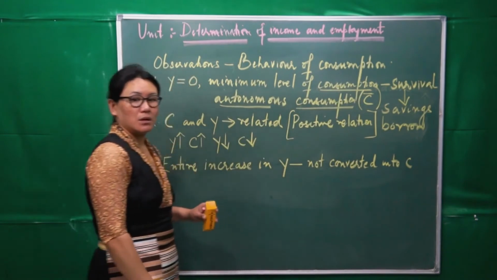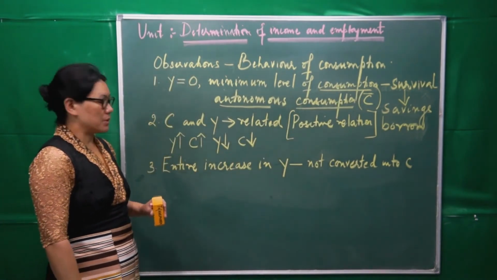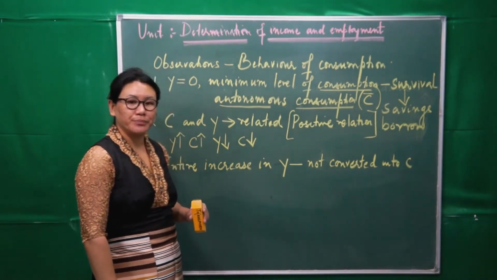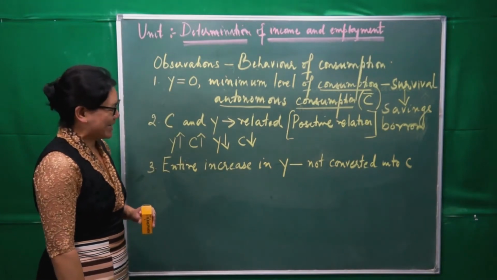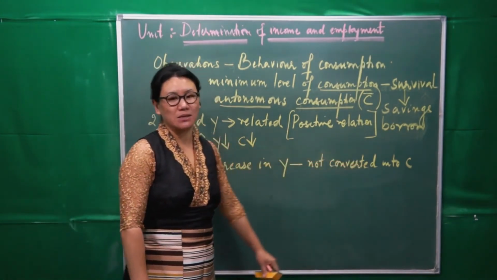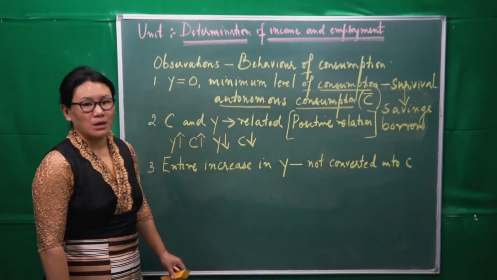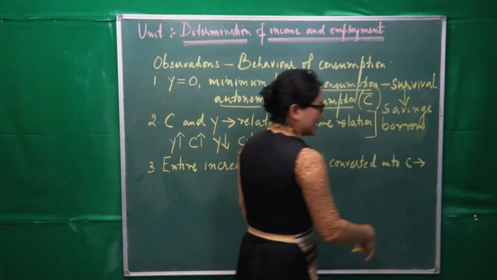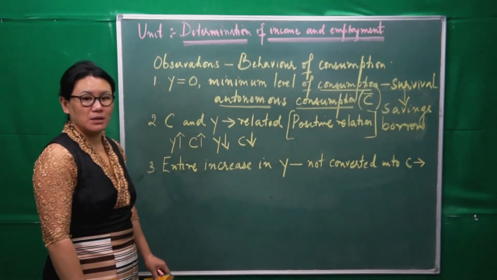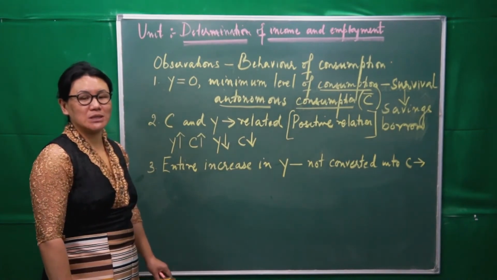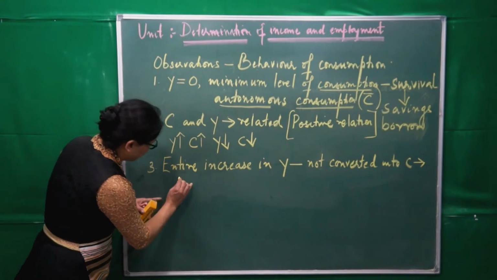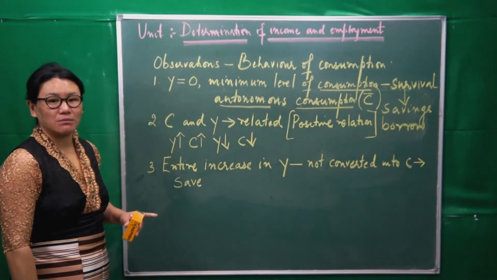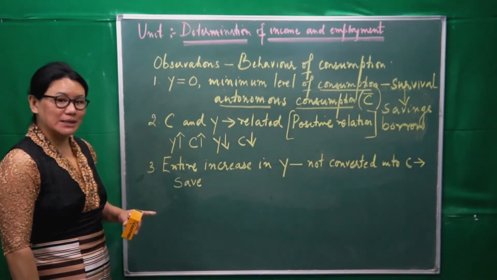What does it mean? When the income of the people increases, people will not convert the increase in income into consumption. If so, then what will they do? Consumption will become less. Instead of consuming more, people will save. Saving. Is that clear? Okay?